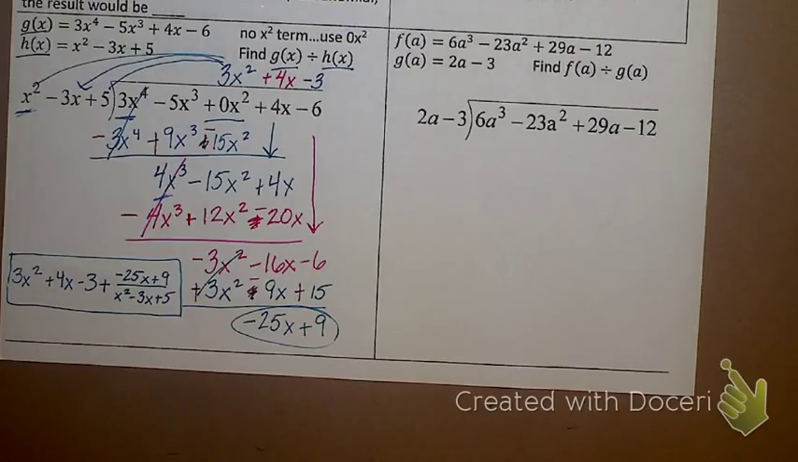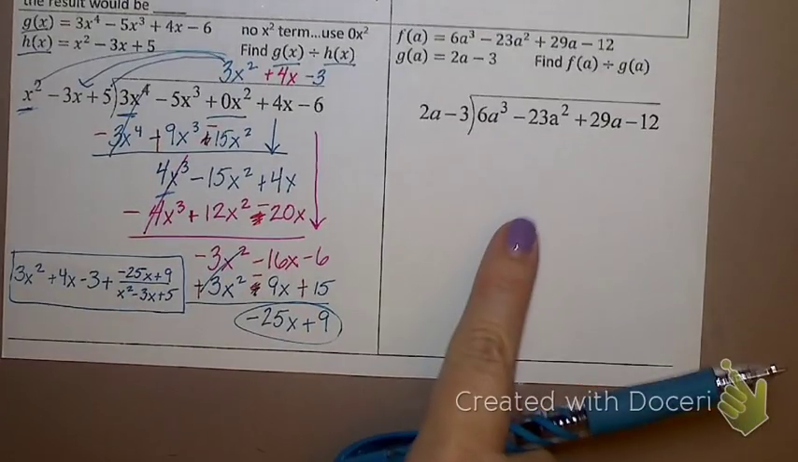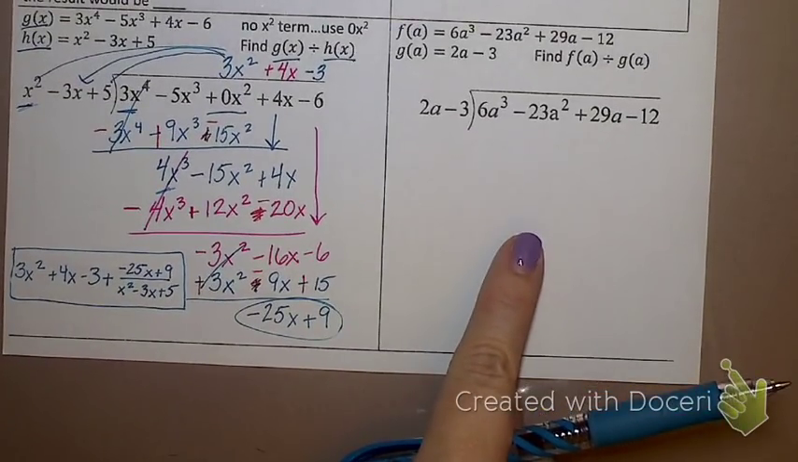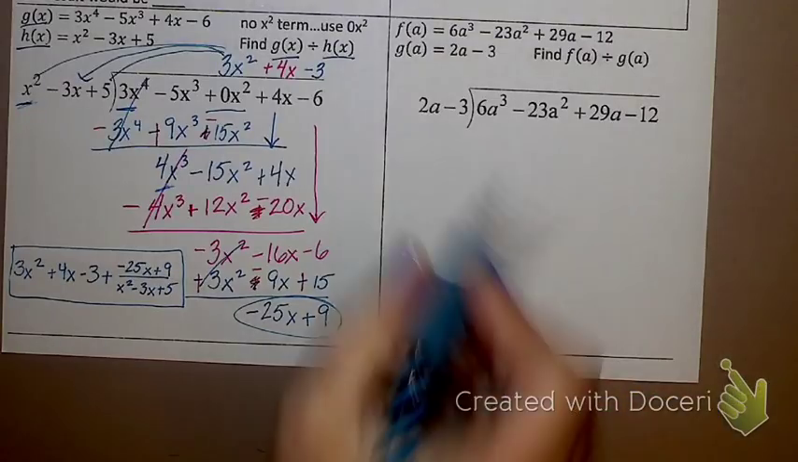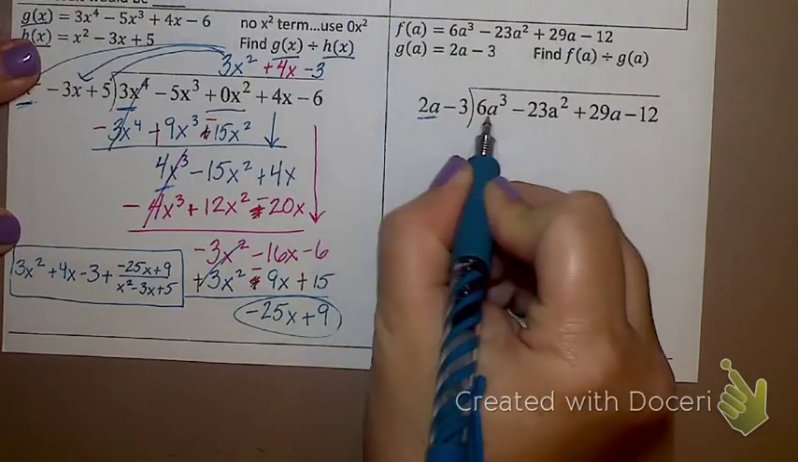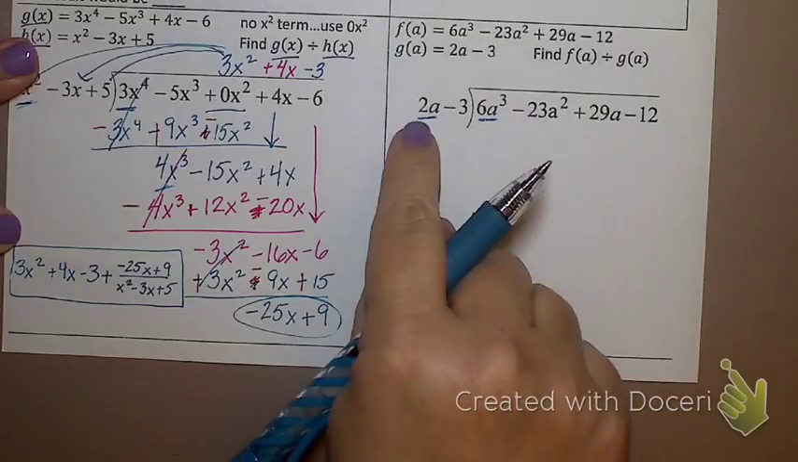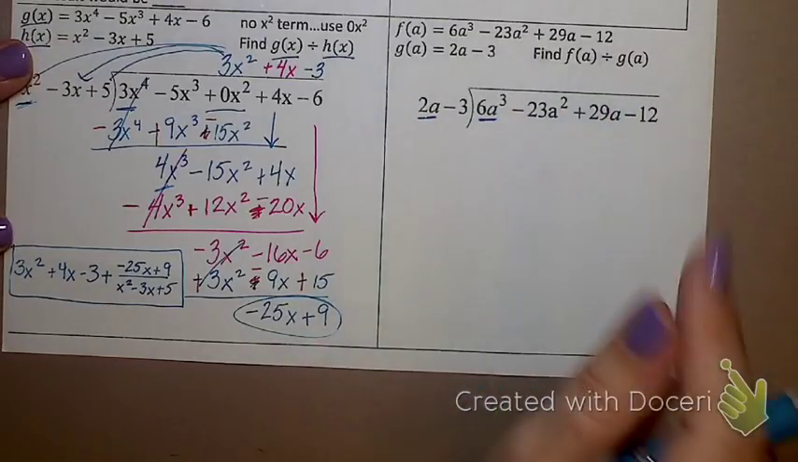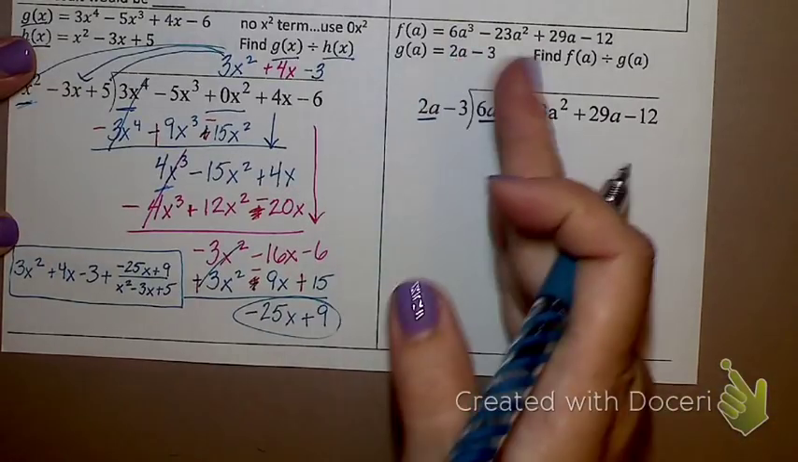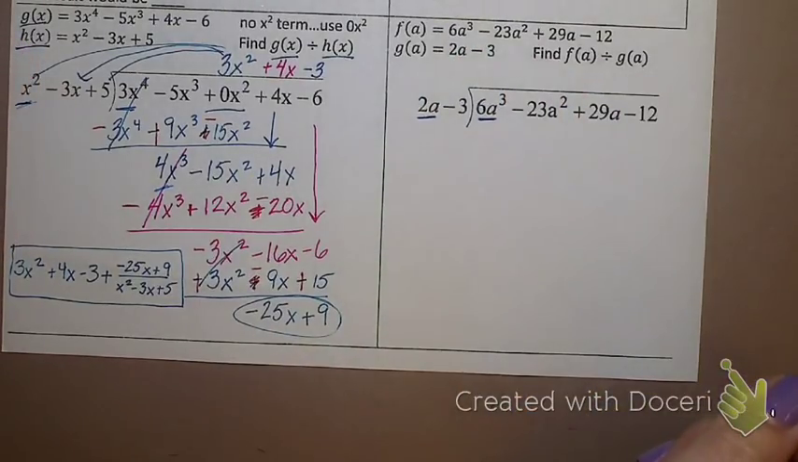Okay? All right, I want you to try this guy. So take a couple minutes and see if you can do this guy from start to finish. Okay? I'll give you a hint for those of you that need it. Start off looking at those two terms. 2a times what gives you 6a to the third, and then make sure you write that result in the correct column that you're using. Okay?